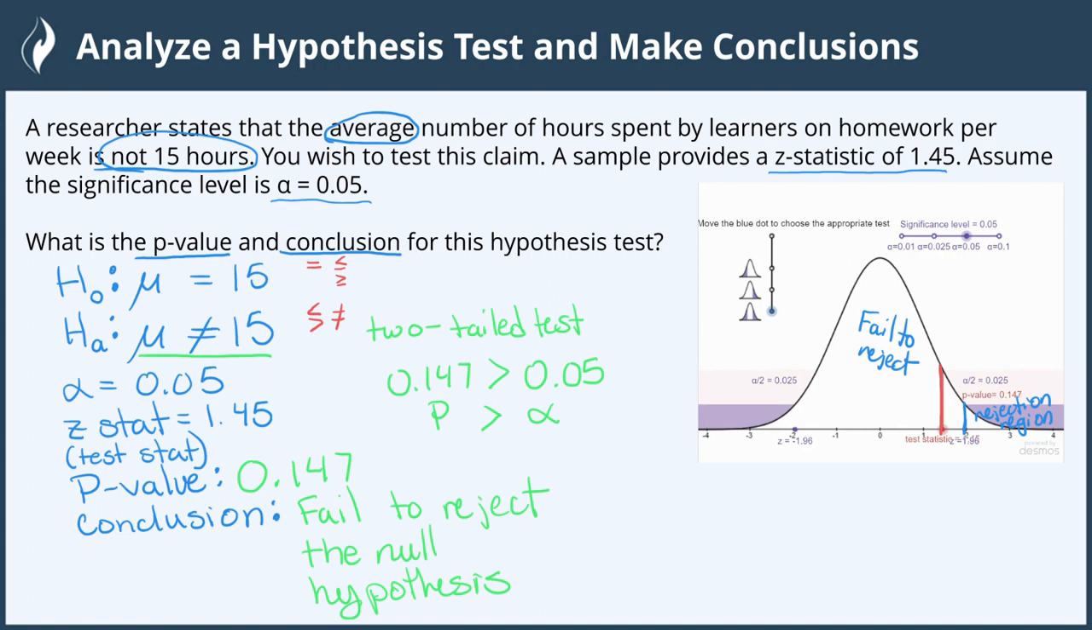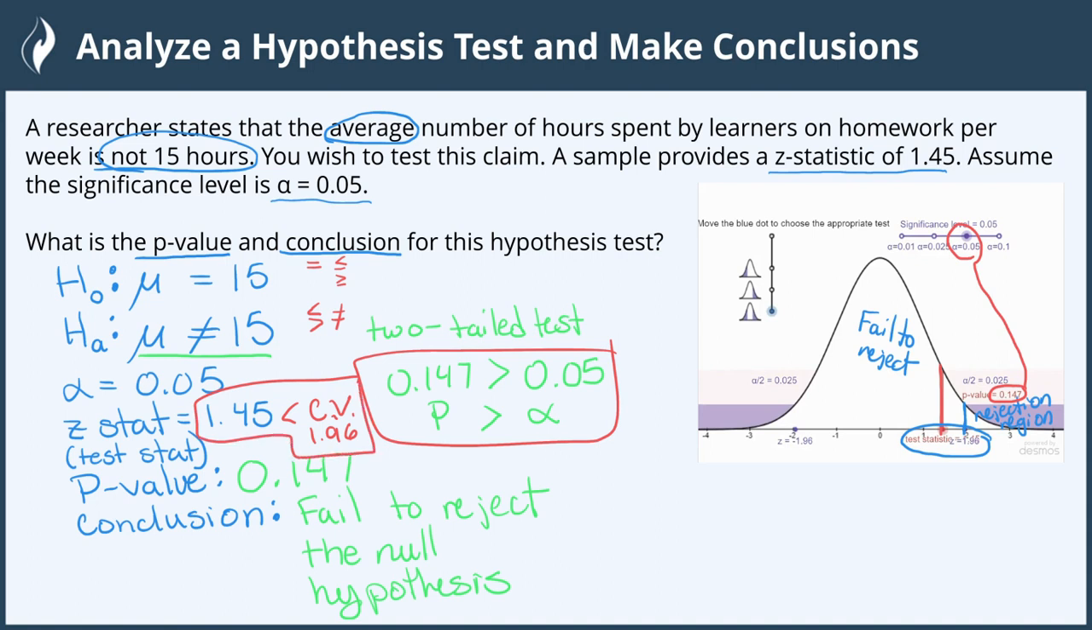So we have two ways for our conclusion. We could compare the test statistic and critical value. We can also compare the p-value with our alpha. And if the p is greater than alpha, we know that we fail to reject. We can also see that our test statistic or our z-statistic, which is less than our critical value, which we have as 1.96, putting it in the fail to reject region. So we have our two ways of making our conclusion right here, and now we're all done.